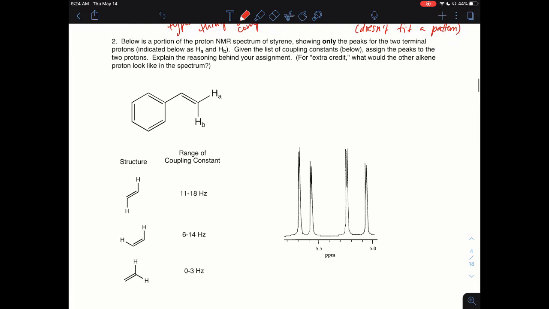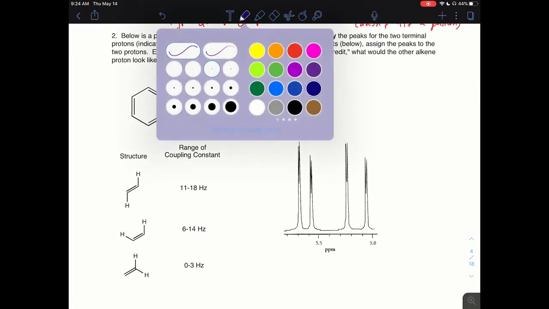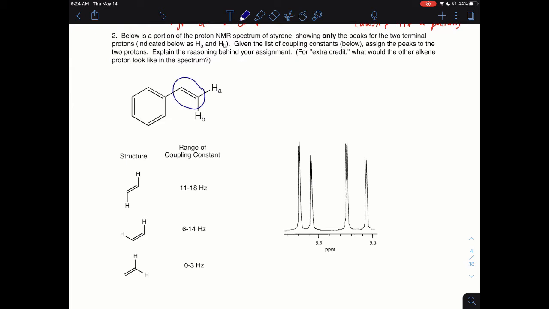Let's take a look at this NMR of styrene. Styrene is this alkene attached, the vinyl group attached to a phenyl group. And we are just going to take a look at the vinyl protons, the signals that correspond to these protons. And the point of this exercise is to show you that the amount of splitting that's occurring between two protons, and this is called their coupling, can help you distinguish between HA and HB.